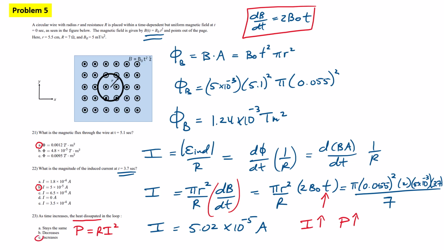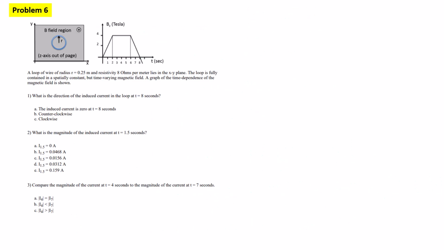So for this one, C is the correct answer. Here's problem 6. We have a loop of wire with a radius of 0.25 meters and a resistivity of 8 ohms per meter. It lies in the XY plane.